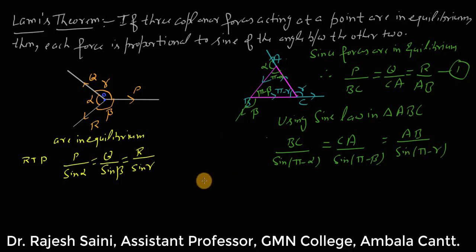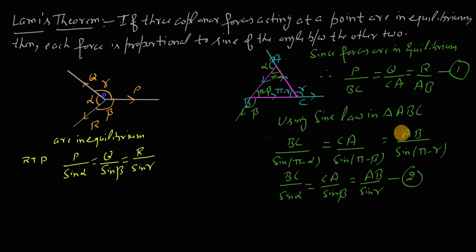We have studied it already. So this will be BC over sine pi minus alpha, which is nothing but sine alpha, CA over sine beta, and AB over sine gamma. You will name this as equation number 2. Now from this and this, if you multiply the respective terms, this BC to BC will cancel out. We are left with P by sine alpha.